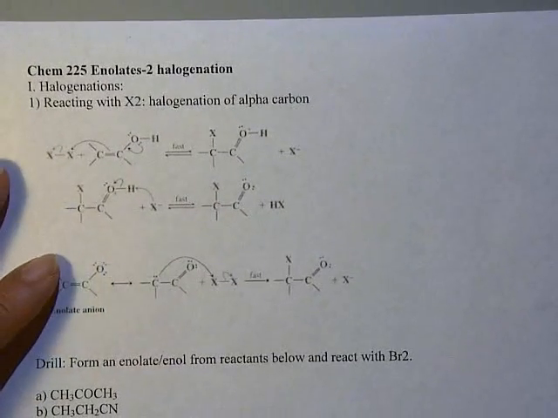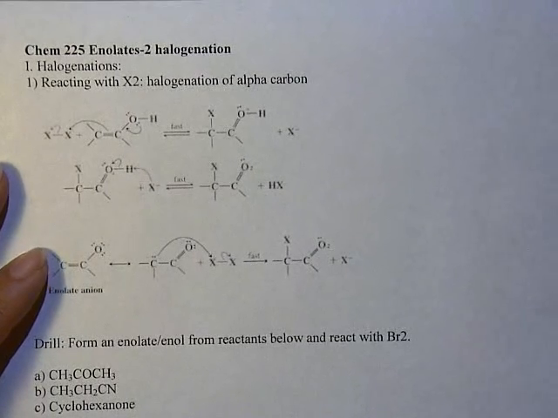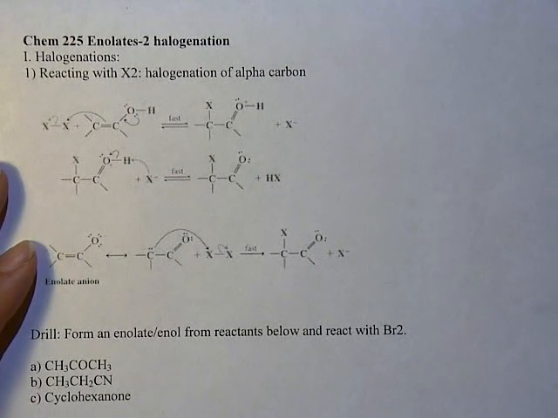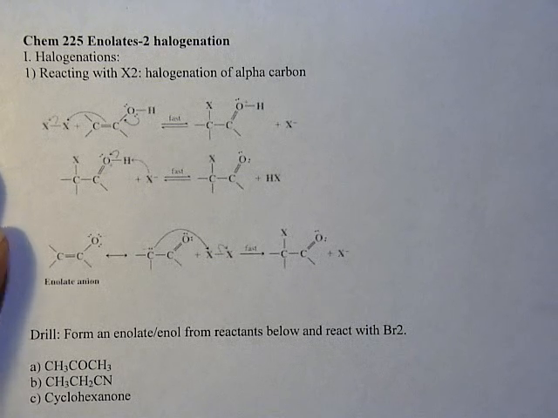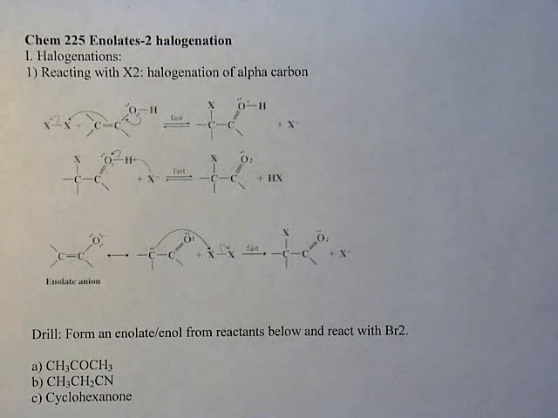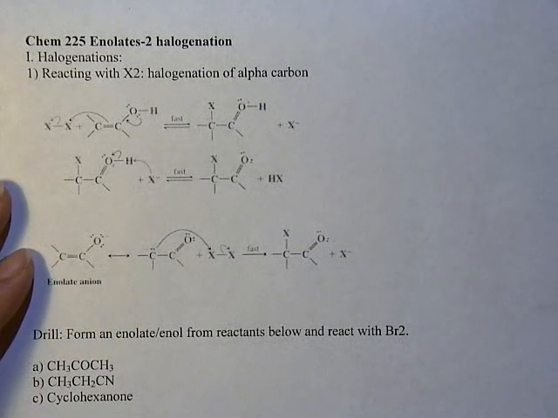Now that we know a lot about enols and enolates, we're ready to do reactions with them. And the first electrophile that we're going to look at is halogens. There are three reactions under halogenation that's in your book in section 22.2. And so we're going to go over them sequentially.